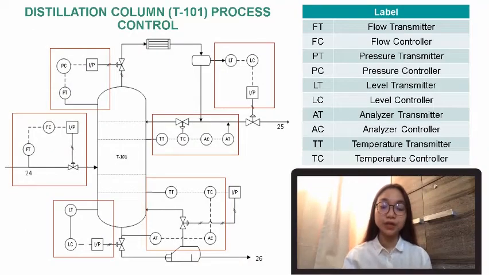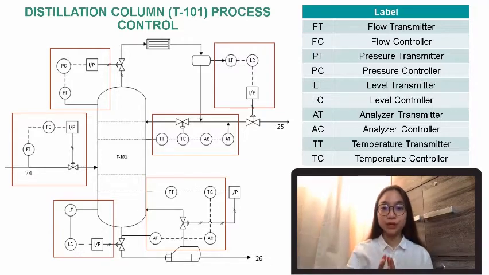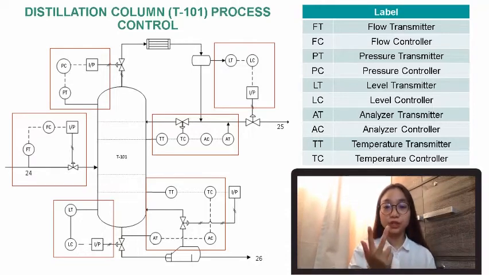Ladies and gentlemen, the objective of the T101 control system is to control the purity of distillate and bottom products as well as to maintain a smooth operation. The control system of T101 is designed to maintain level, flow, pressure, temperature as well as composition.